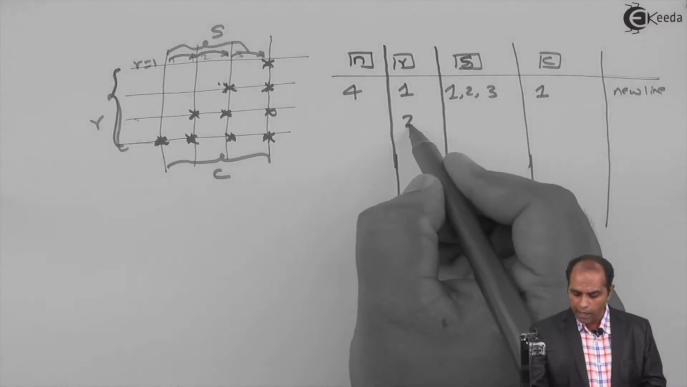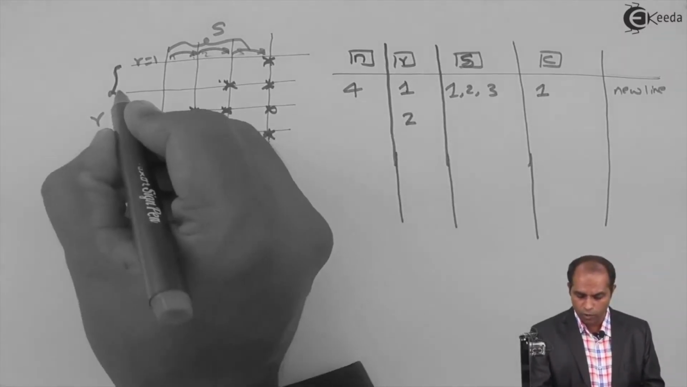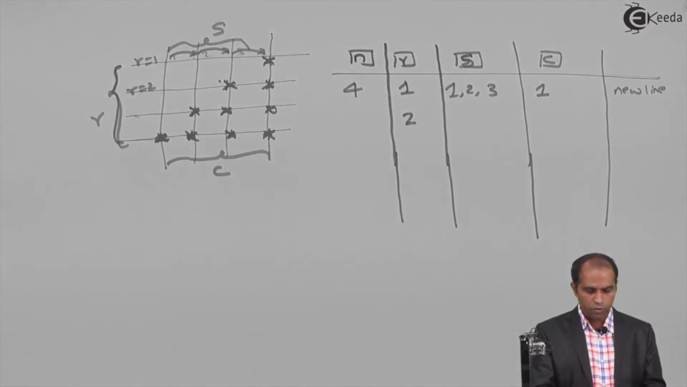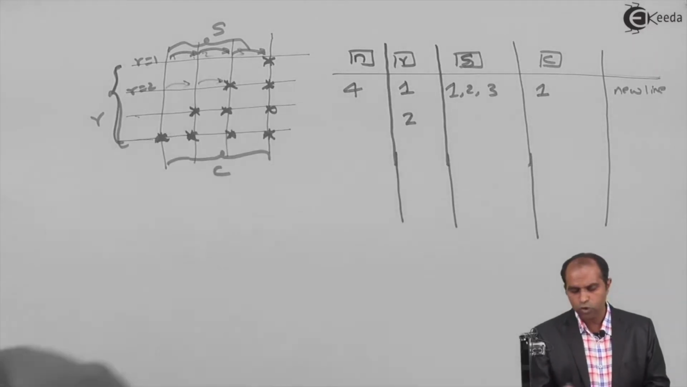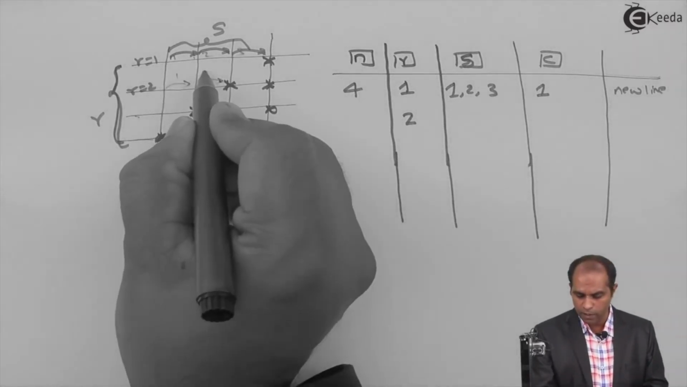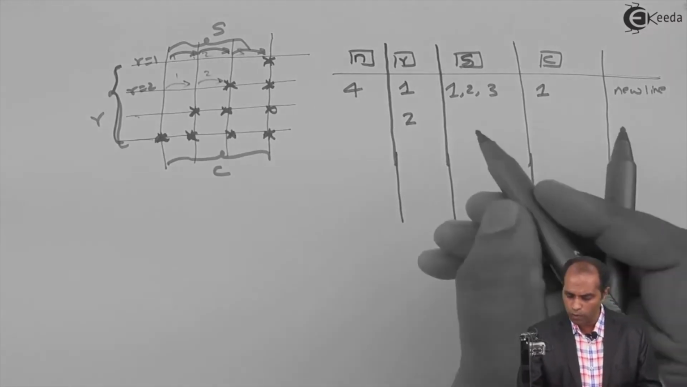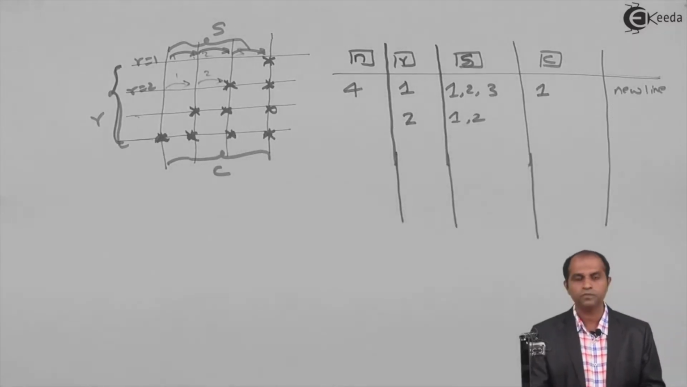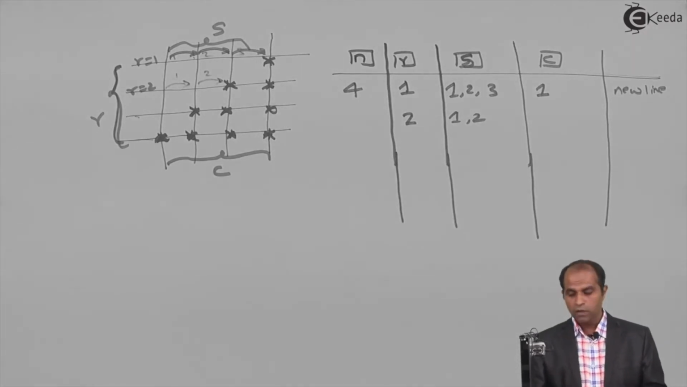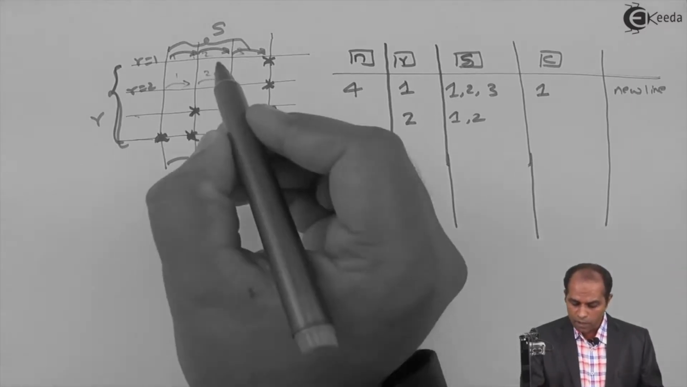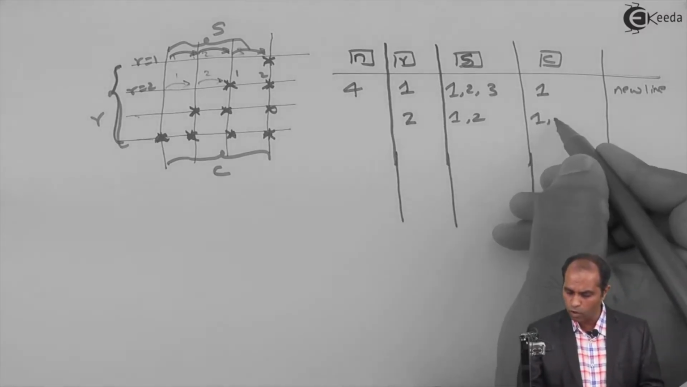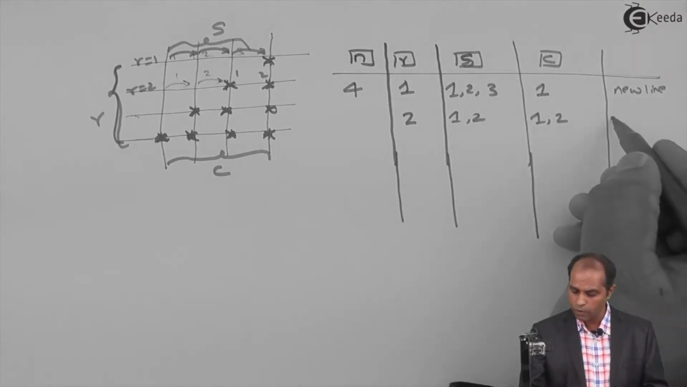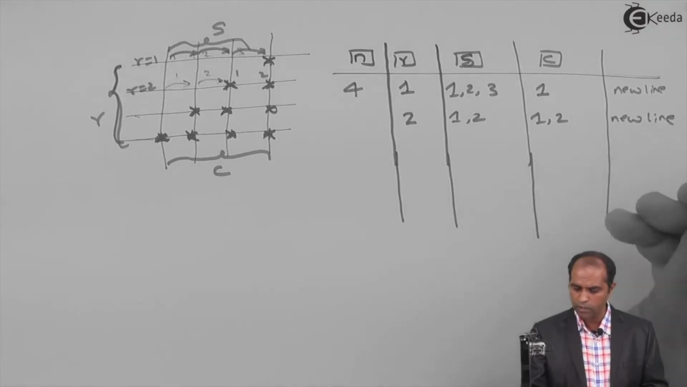Now start R as 2. So I'll set R as 2 now. So when R is 2, again, how many spaces need to be generated? 1, 2 spaces. So this is 1 space and this is 2 spaces. So your S has to go from 1 and then 2. After that, C has to take over. How many characters of C? C has to work for 2 times. So 1, 2. After that, as usual, you are supposed to get the cursor to the new line. So I'll say new line.